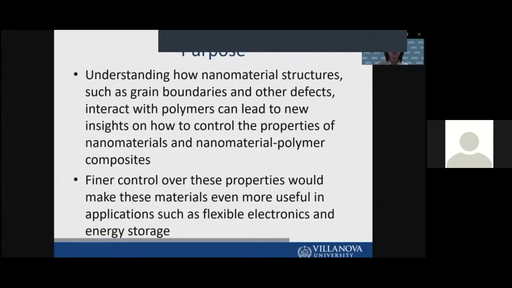And so the purpose of our project was to investigate this interaction between the polymer and the nanomaterial at the atomic level, because we have found that there's no previous research done at the atomic scale of this interaction. This research could lead to new insights on how to control the properties of nanomaterials and their polymer composites. And this finer control of their properties would make these materials even more useful in their wide variety of applications.